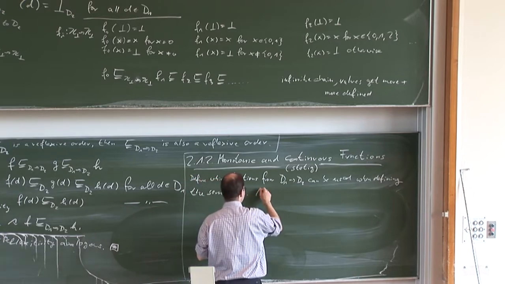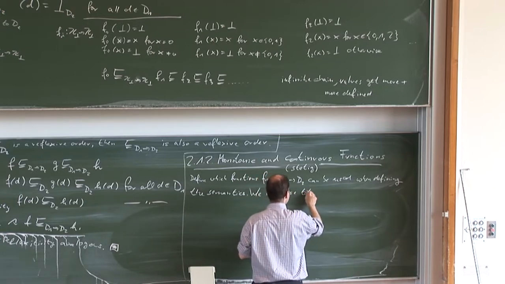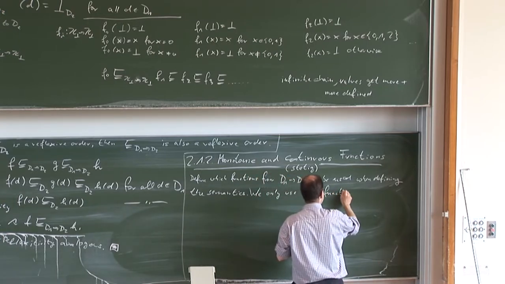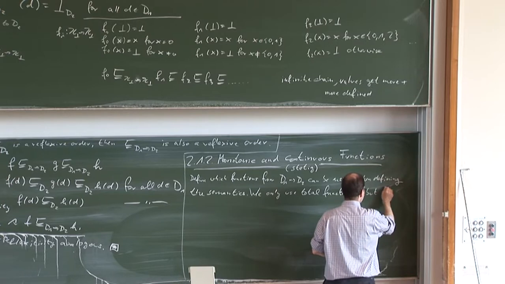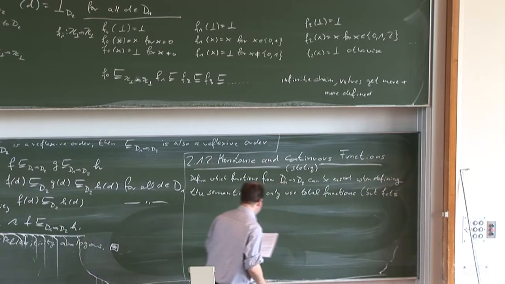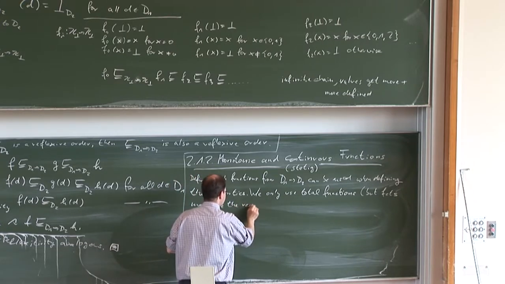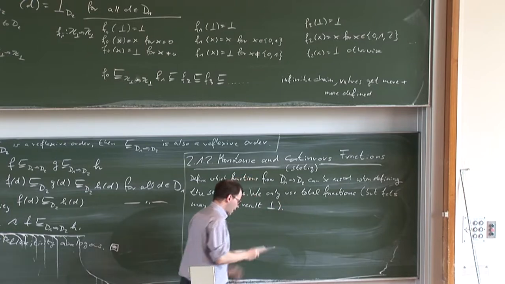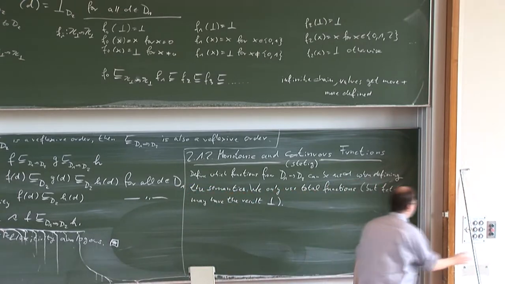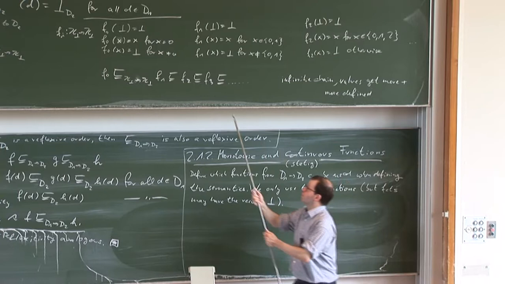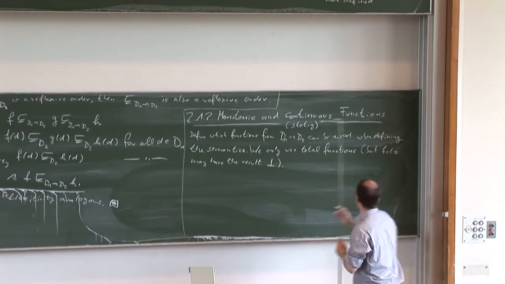So we only use total functions. But nevertheless, these functions, of course, may have the result bottom. And since we need to deal with this bottom element, very often we have to extend functions that we already know, for example, functions on the integers, we have to extend them in order to work on Z bottom.